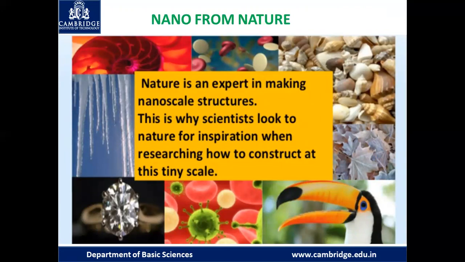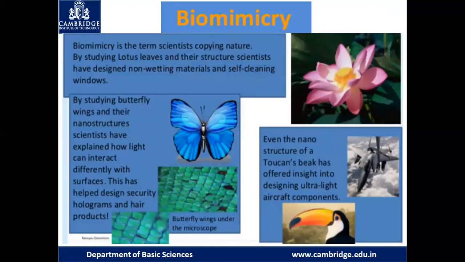Nano from nature. Nature is the best manufacturer of nanomaterials and nanostructures. Biomimicry is the term for scientists copying from nature. Lotus leaves have a self-cleaning property and butterflies have different colors due to light absorption and scattering of light by nanoparticles.